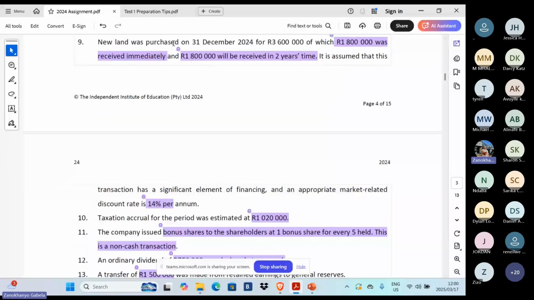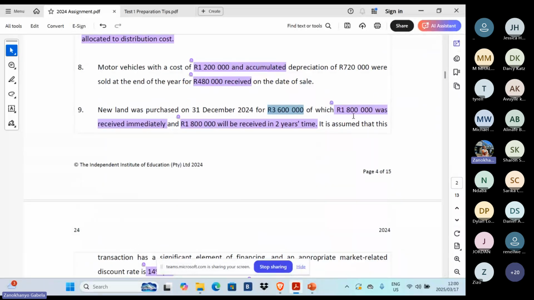And then journal number 9, new land was purchased. So we're going to debit land, but we're not going to debit with 3.6. We're going to debit with this amount plus the PV of this. Then we're going to credit bank with 1.8 because we paid it immediately. And then we're going to credit, what do you call?